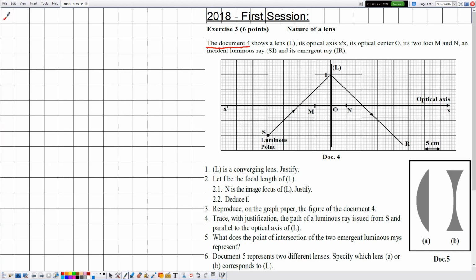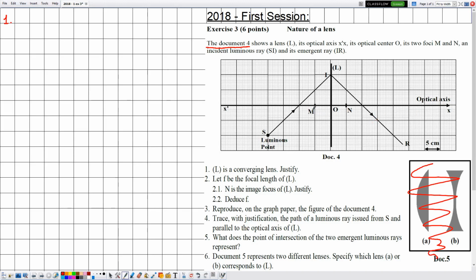So number 1, they are telling me L is a converging lens, justify. Notice that till this moment they didn't mention document 5, so I'm not allowed to use it. So all of my answers must be restricted to the graph and to the given text or the previous parts. In other words, they are asking me about the nature of the lens.